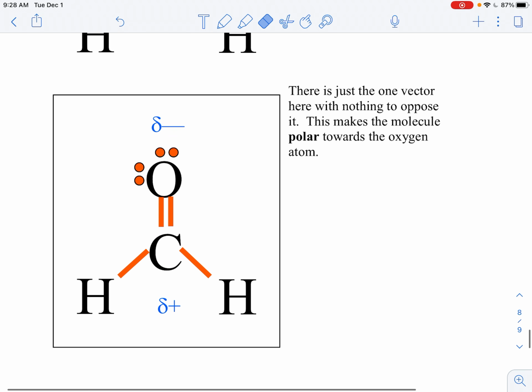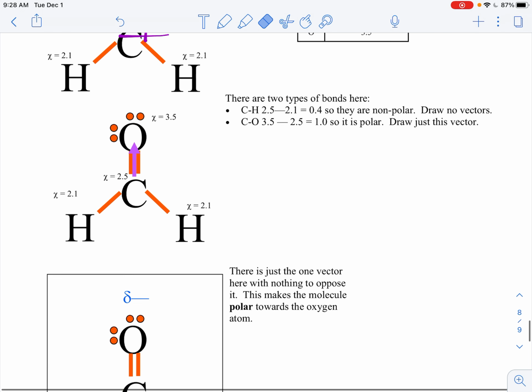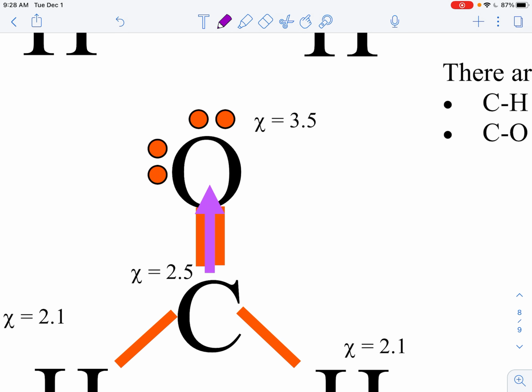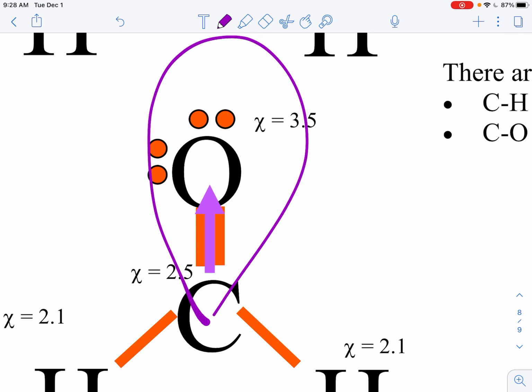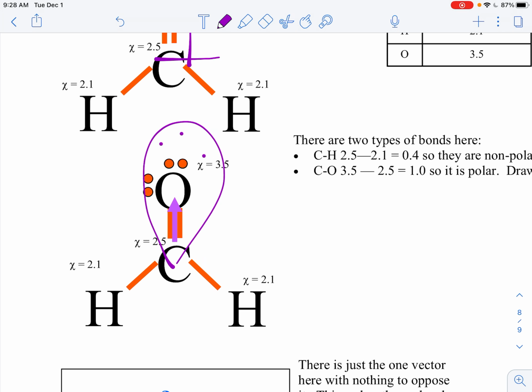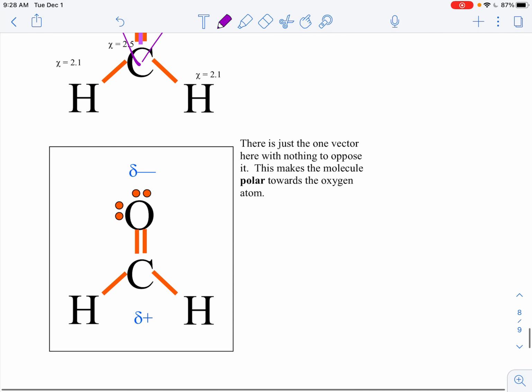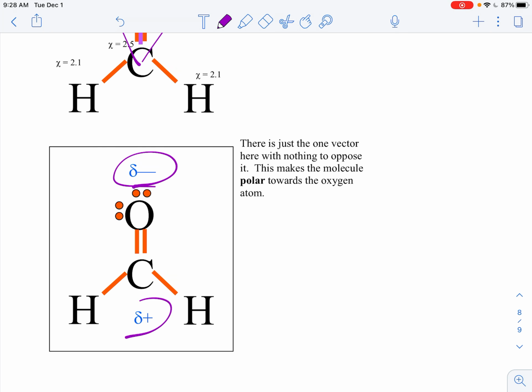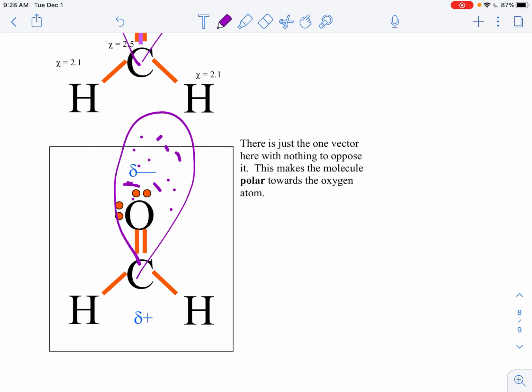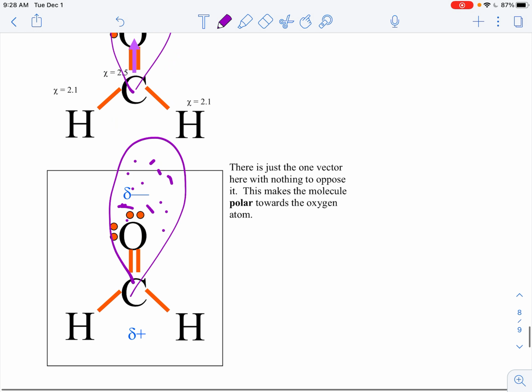There's nothing to cancel that arrow out. And so if there's nothing to cancel that arrow out, then that means all of the electrons in that bond shift up here. And if all the electrons in that bond shift up here and they spend more time up here than they do on the other side, then that means we have a polar molecule with the negative at the top and the positive at the bottom. Because again, those electrons are spending more time up here than they are down below.